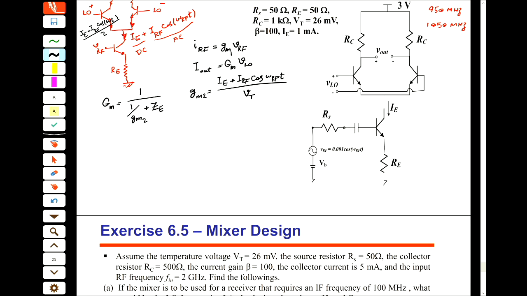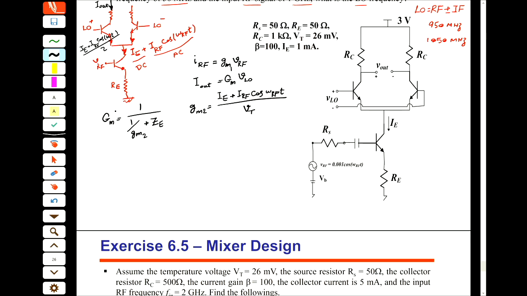Is it clear? For the transistor, how is the top transistor? Yeah, any of them, they are in sync.